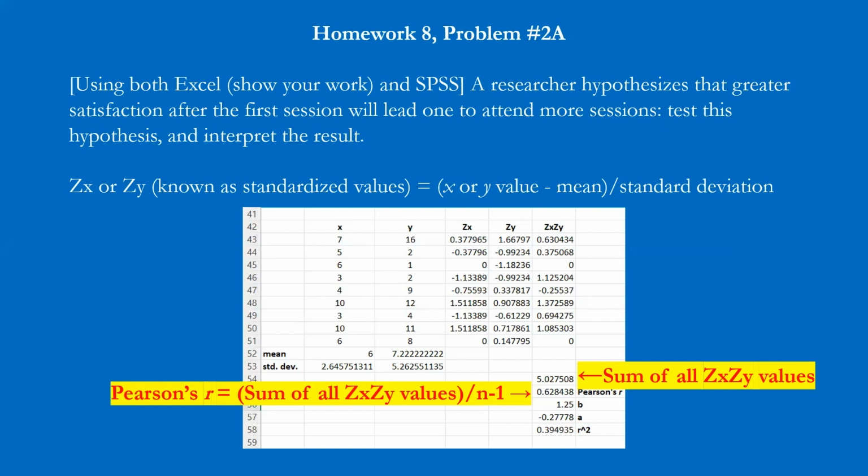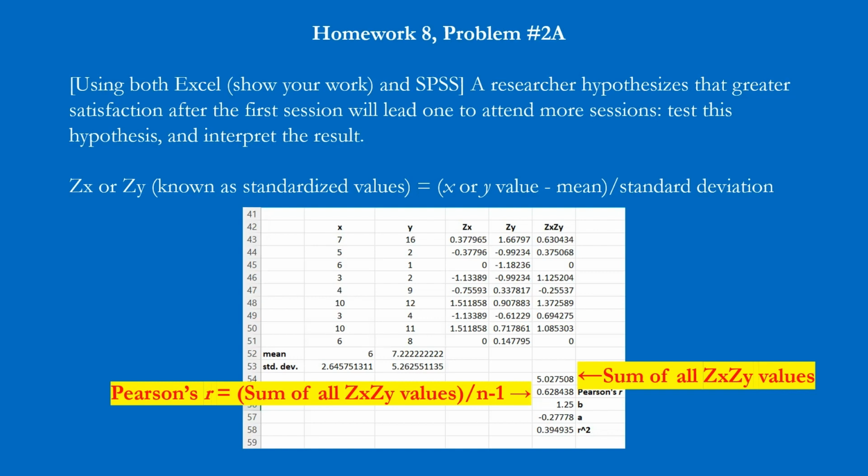We first did this in Excel. These are my calculations that I figured out. We calculated the ZX and ZY from the data of X and Y. We did that by taking the X or Y value, subtracting the mean, for instance the X of 7 minus the mean of 6, and dividing that by the standard deviation.